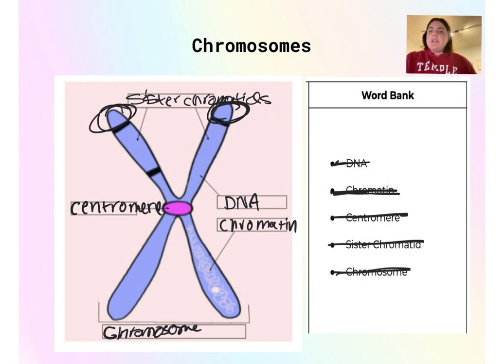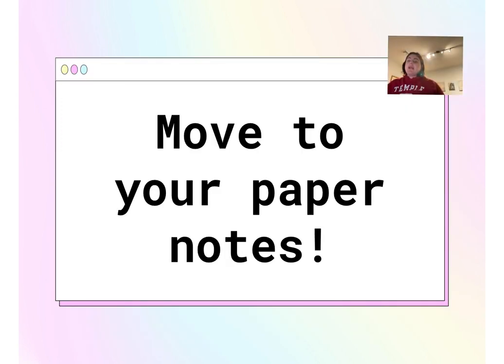The telomeres are these two ends at the top. Those are telomeres. You're going to need to know that later. So you're going to move from your notes on your Chromebook onto your paper copy because you're going to have to draw here.